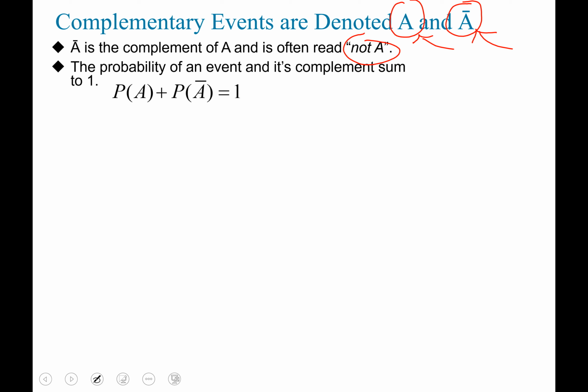The probability of an event and its complement sum to the number 1. This equation tells us that the probability of A occurring plus the probability that A will not occur equals 1. Only certain events will equal 1, which means that it is certain that either A will occur or A will not occur.